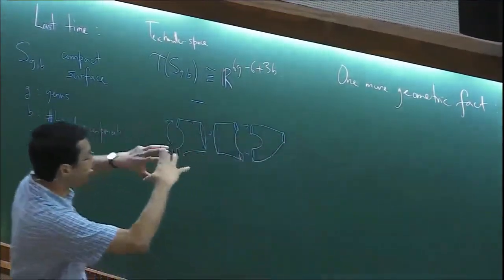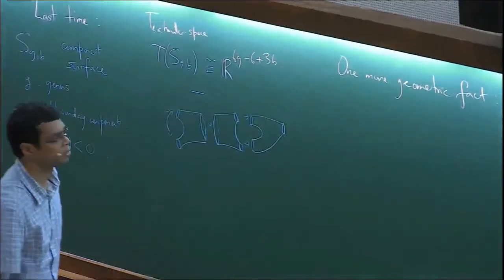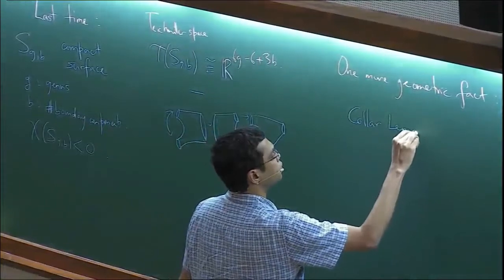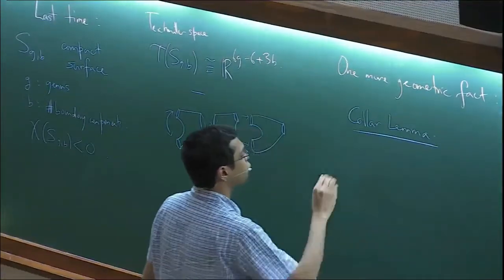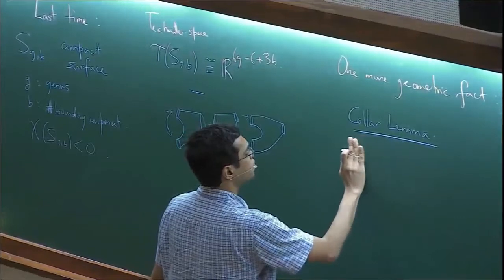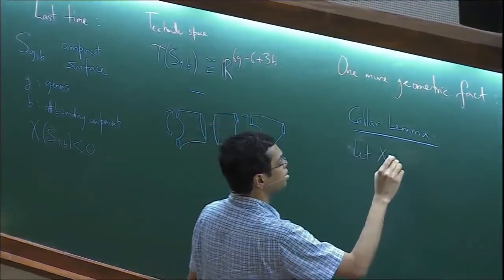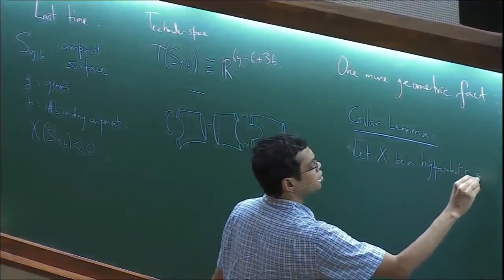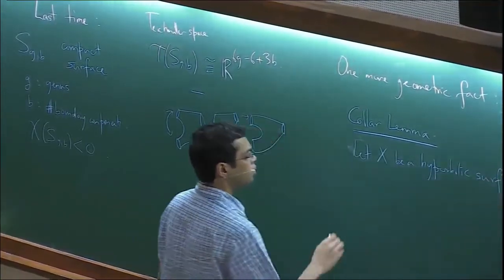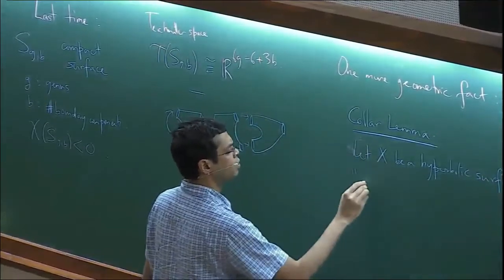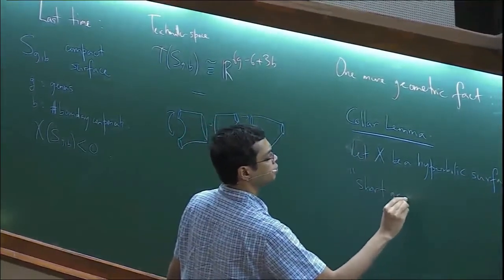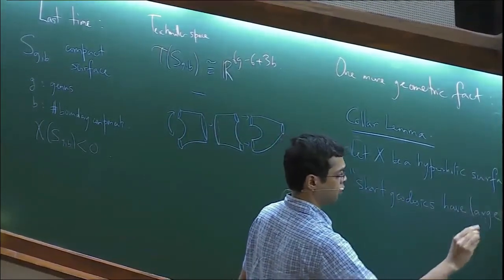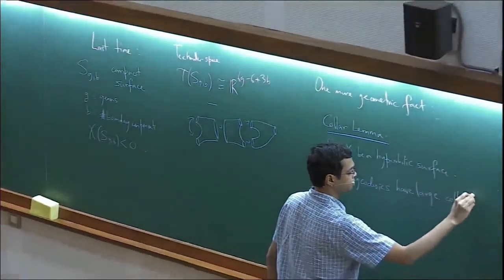So now we have these hyperbolic surfaces built out of these pairs of pants. There's one more geometric fact, what is called the collar lemma. So that's the following. If you have a hyperbolic surface, then the informal way of saying it is that short geodesics have large collars. Short geodesics on X have large collars.